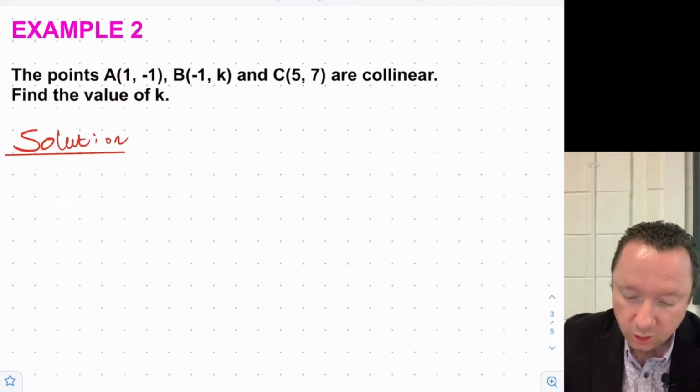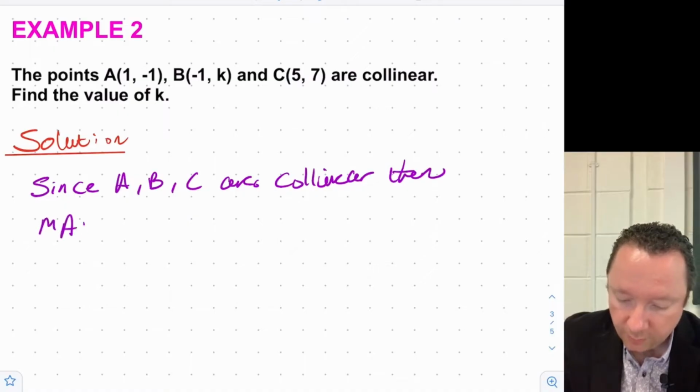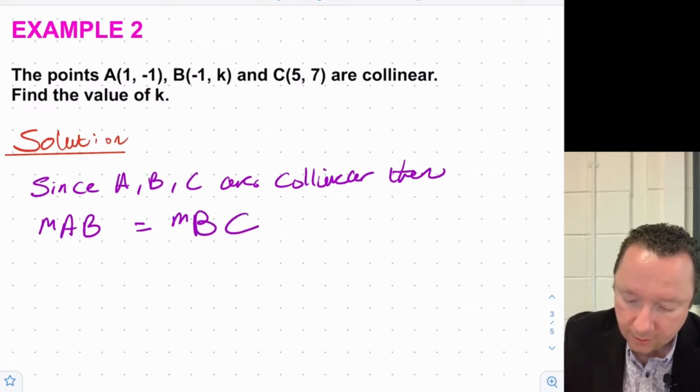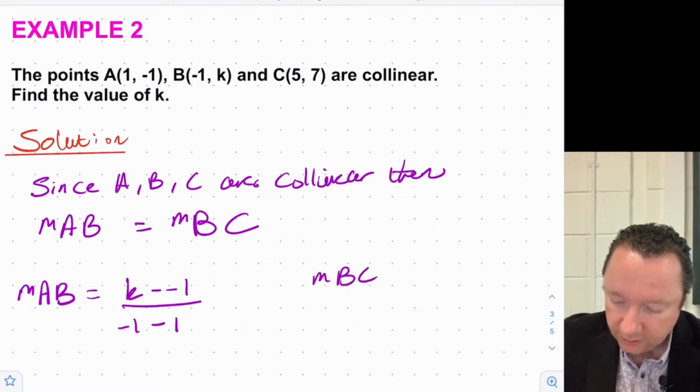So our solution, since A, B, and C are collinear, then the gradient of A to B must equal the gradient of B to C. So the gradient of A to B is equal to (k - -1) over (-1 take away 1), and the gradient of B to C is (7 - k) over (5 - -1).